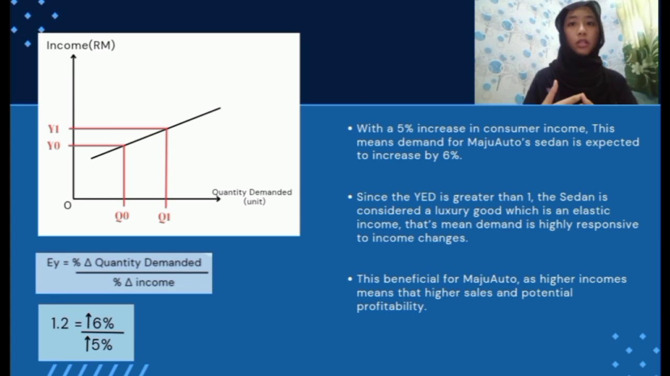The percentage change in income is 5%. So we get 6% change in quantity demanded. So, with a 5% increase in consumer income, this means that demand for Maju Auto sedan is expected to increase by 6%. Since the YED is greater than 1, the sedan is considered a luxury good, which is income elastic. That means the demand is highly responsive to income changes.